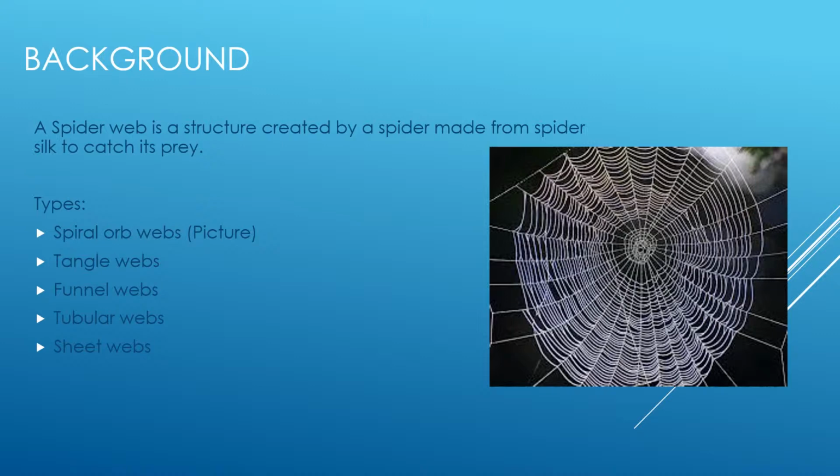The sheet webs are a flat sheet of silk between blades of grass or branches. When creating sheet webs, spiders spin a net of crisscrossed threads above the sheet. Flies end up hitting the net and bouncing into the sheet web. If the sheet web is damaged, the spider quickly patches up any holes or tears. In this particular project, we'll only be focusing on the most common spiral orb webs.